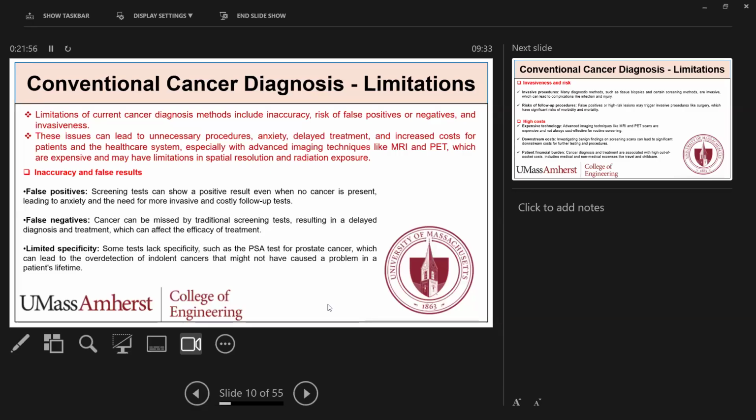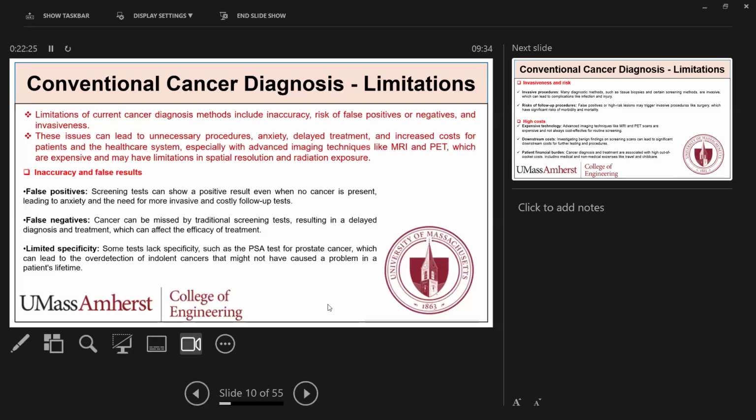This leads to unnecessary procedures and anxiety, delayed treatment, cost, and strain on the healthcare system, with advanced imaging techniques like MRI and PET, which are expensive and have many limitations, right? And also it can lead to inaccuracy and false results, false positive results, where the screening test can show a positive result when no cancer is present, right? Leading to anxiety and the need for invasive or costly follow-up tests.